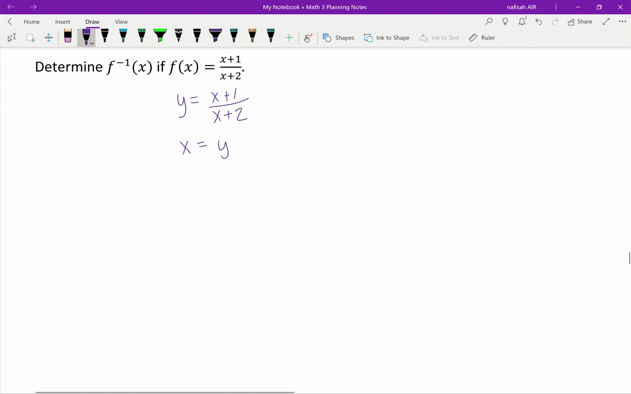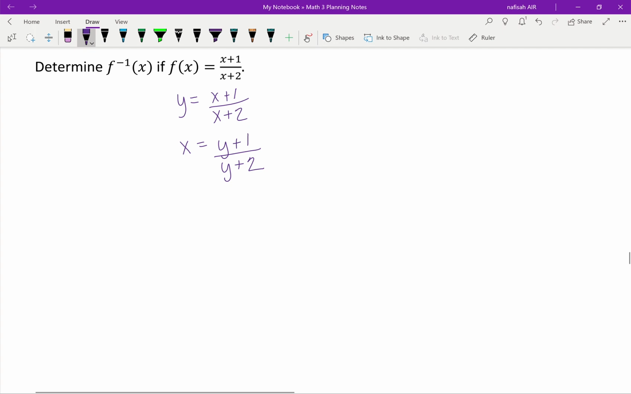That means every time you see an x, you're going to put a y. And every time you see a y, you're going to put an x. I just switched them. So instead of y equals, I have x equals. Instead of x plus 1, I have y plus 1. Instead of x plus 2, I have y plus 2.